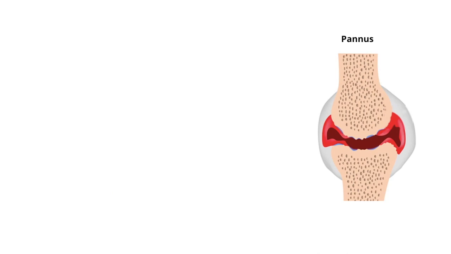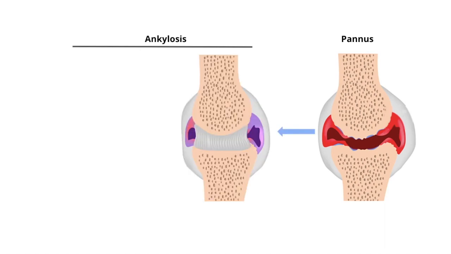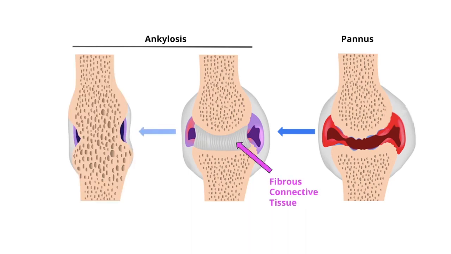This means that we've entered a severe stage of RA called ankylosis. Ankylosis means fusion of the bones. The first step is when fibrous connective tissue starts to form. This can lead to bones becoming fused together, as you can see on the left. When this happens, the joint is almost completely immobile.